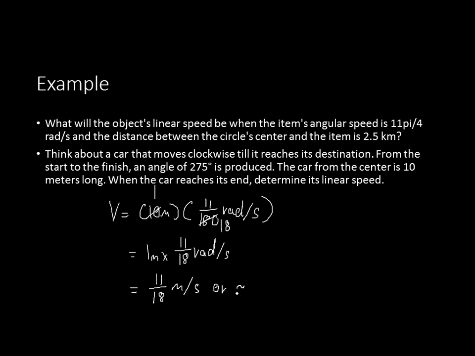Or let's approximate this answer. 11 divided by 18 is 0.61 meters per second. All right, 0.61 meters per second. And that's it. That's how you find the linear speed with this formula.